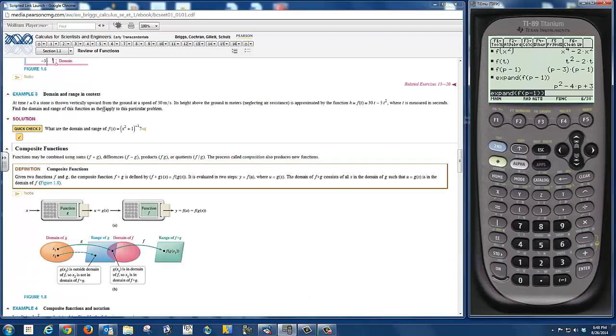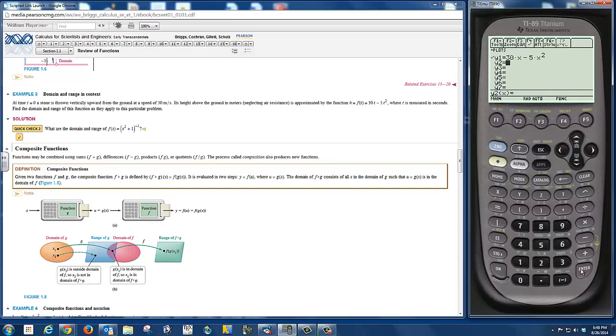So let's look at example 3, where we're looking at a function that represents the height of a stone thrown vertically. See, the function is 30t minus 5t squared. So let's graph that. If you have a function there already, just press clear. So we would like 30. Now again, our calculator likes to use x, not t. So 30x minus 5x squared. Enter.